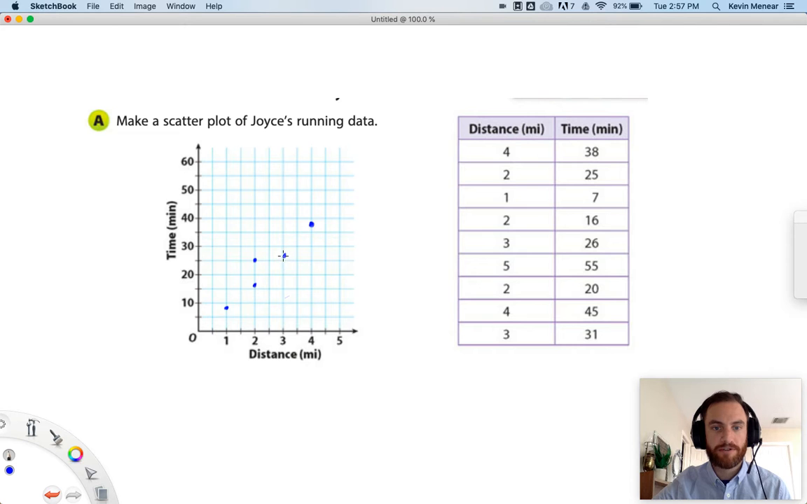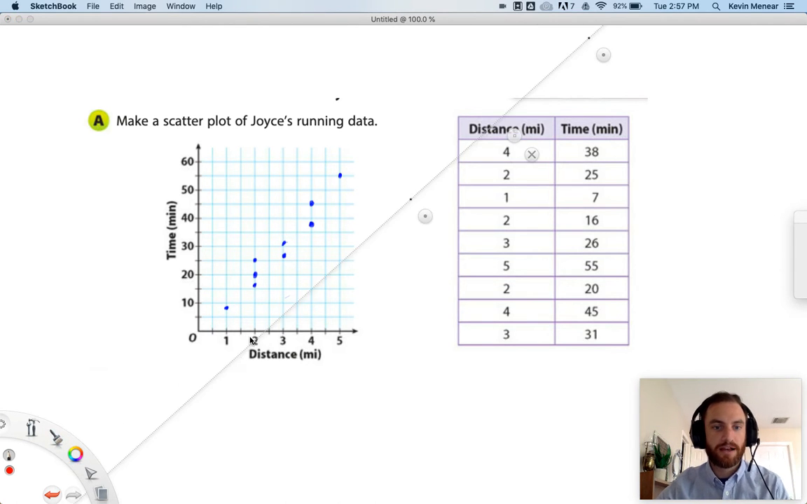3 miles in 26 minutes. So that's about here. Already we can see this isn't in a straight line. We got this point that's kind of weird off here. 5 miles in 55 minutes, so that's right here. 2 miles in 20 minutes, that's here. 4 miles in 45 minutes, right here. And lastly, 3 miles in 31 minutes. So this is clearly not a straight line, but we should be able to get pretty close.